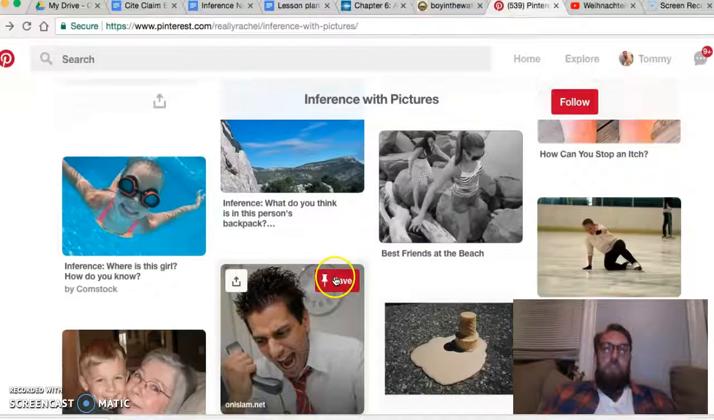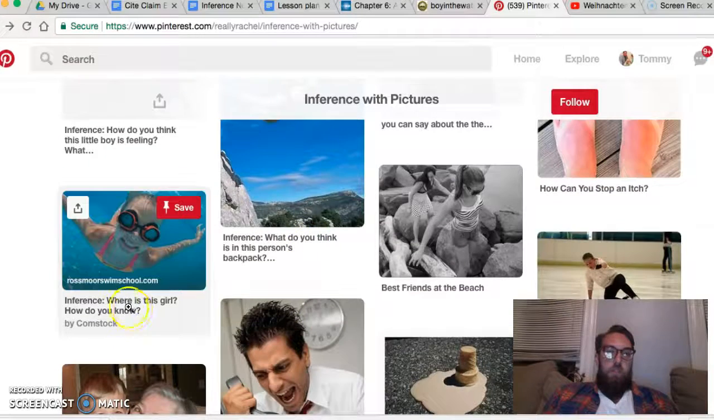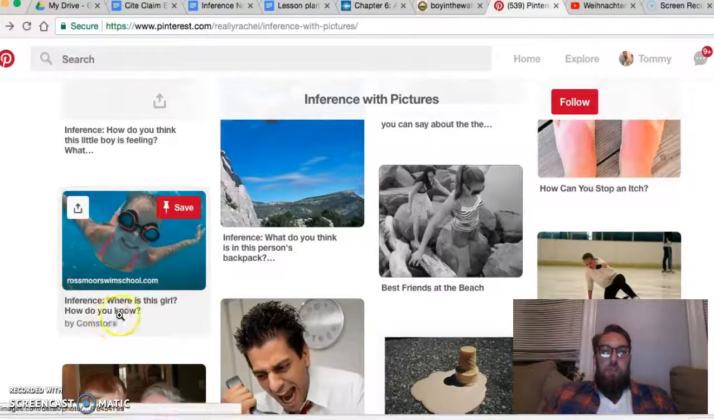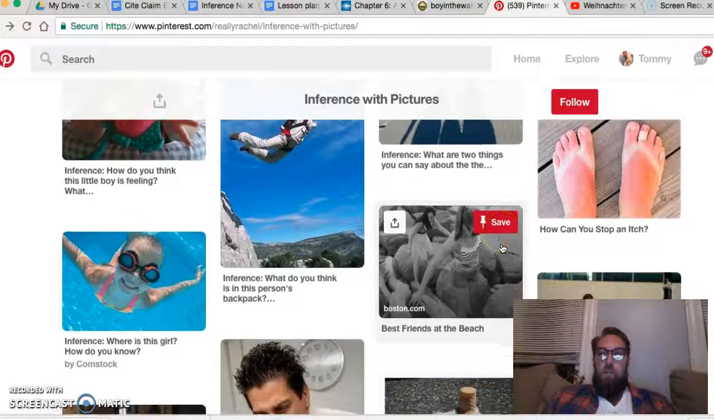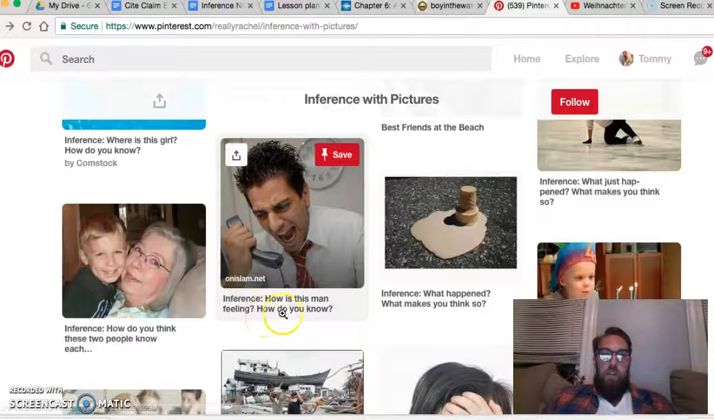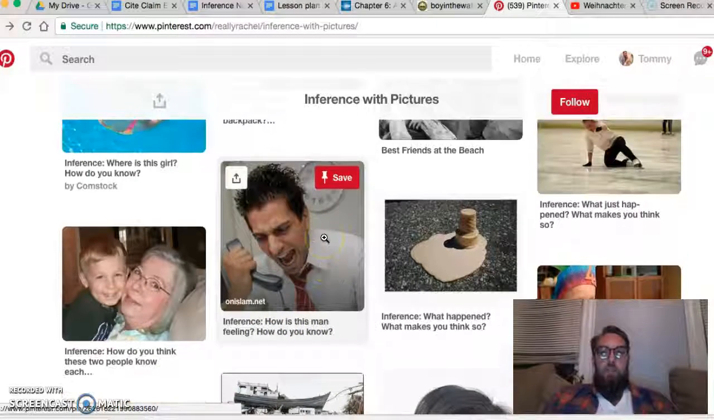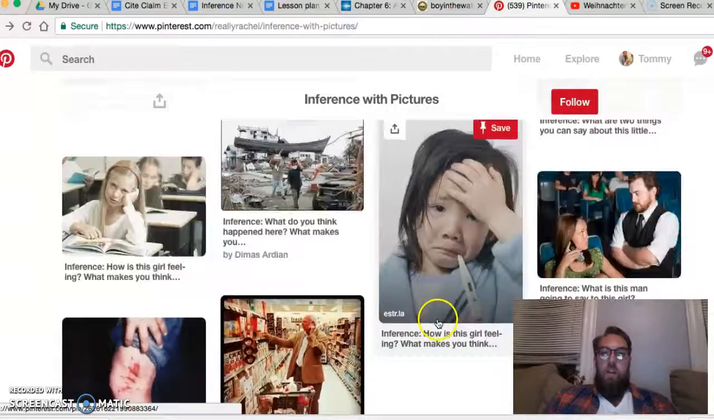So here's an example. This is on Pinterest, just bunches of different ones. For example, these are easy ones. Where do you think this girl is? She's in a pool. How is this man feeling? How do you know? He's angry, right? Okay, so what are my observations? He's yelling into the phone. His brow is furrowed. He looks like he's sweating a little bit. So I infer that when that happens, someone is mad.